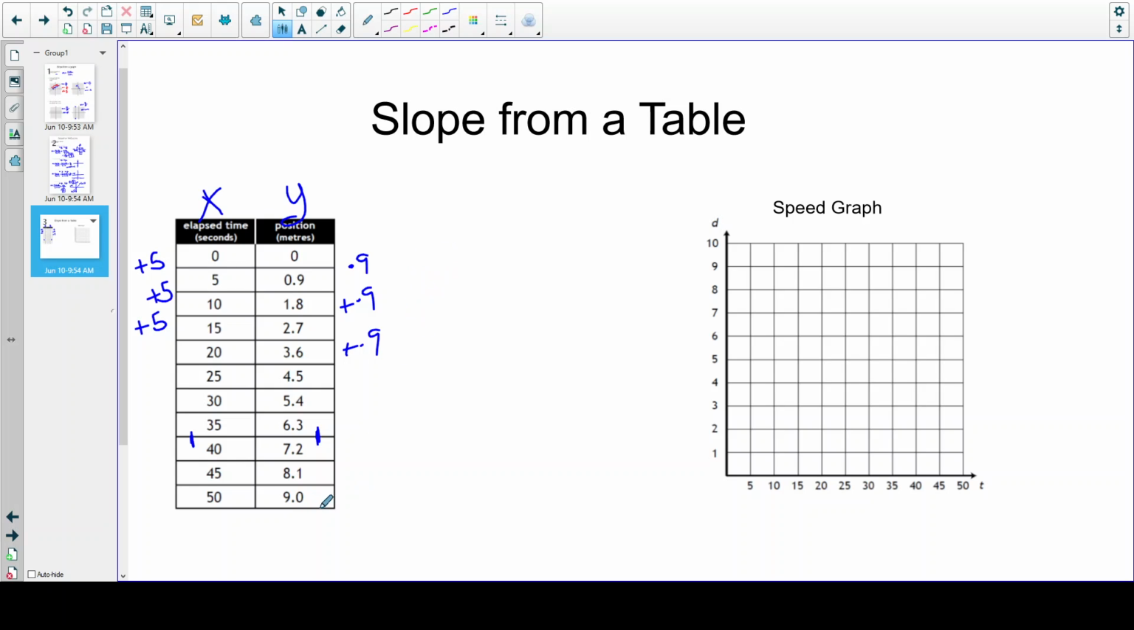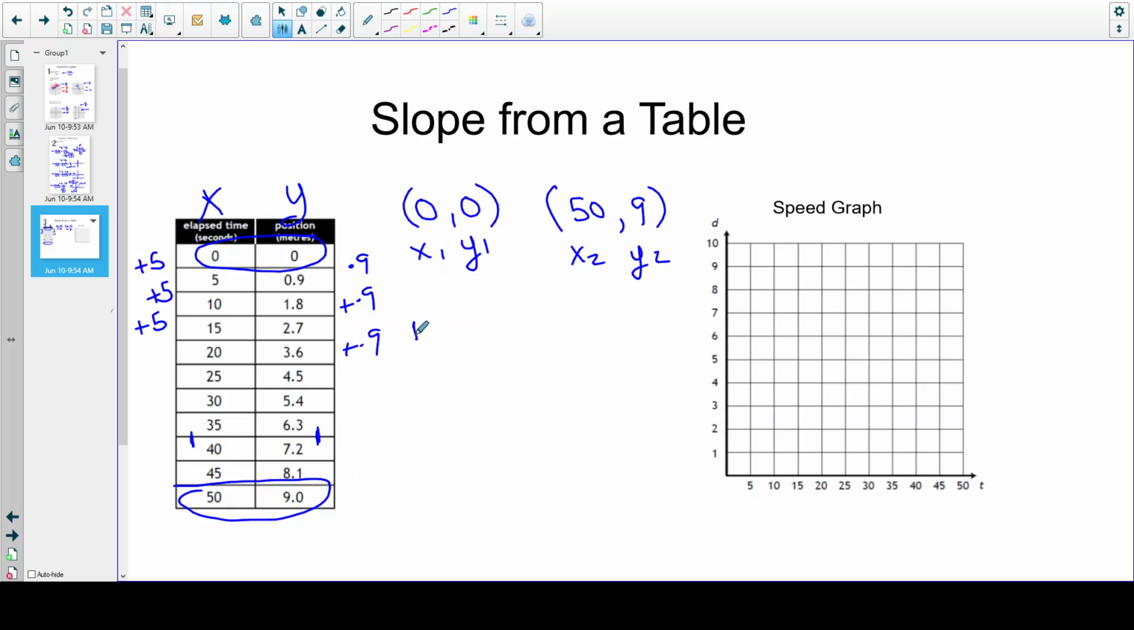So if I wanted to use my whole numbers, I could pick this first point, 0, 0, as my x1, y1. And I could pick my last point, because those are both whole numbers, as my x2, y2. Then when I go back to my slope equation, it's going to be 9 minus 0 all over 50 minus 0, which is 9 over 50.